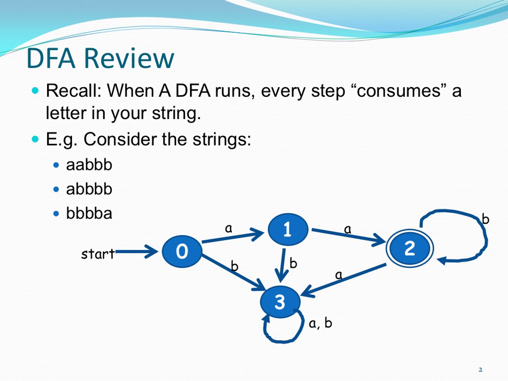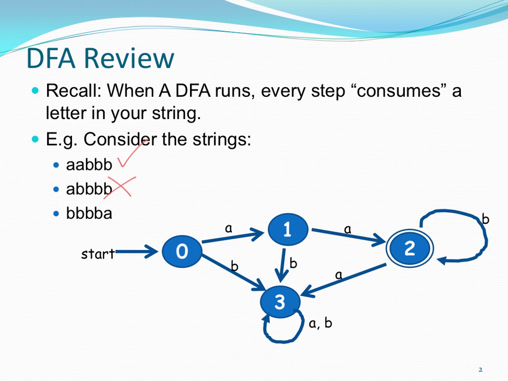Okay. If we look at the second string, we see an A, so we transition from 0 to 1. Of course, we're always starting at 0 because that's where start is. We see a B, we go down to state 3, another B, stay at state 3, another B, stay at state 3, another B, stay at state 3. We've completed stepping through the string. We are at state 3, which does not have a double circle.